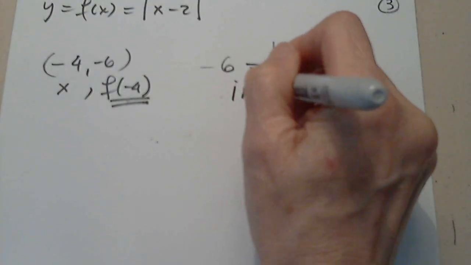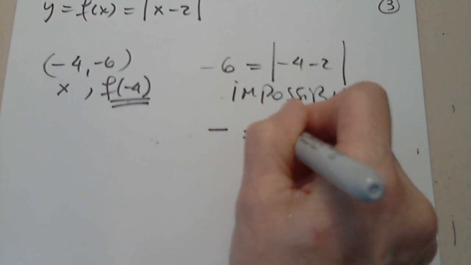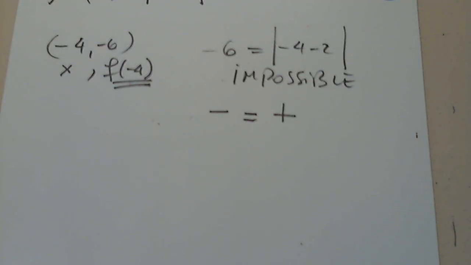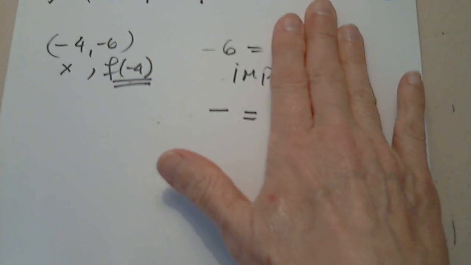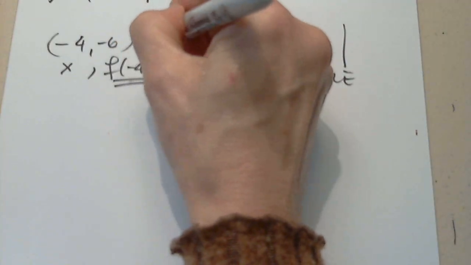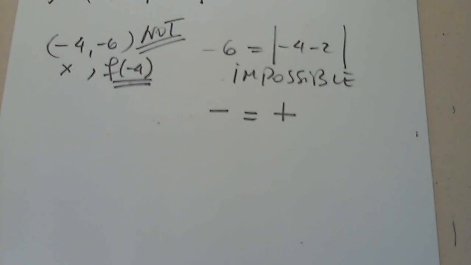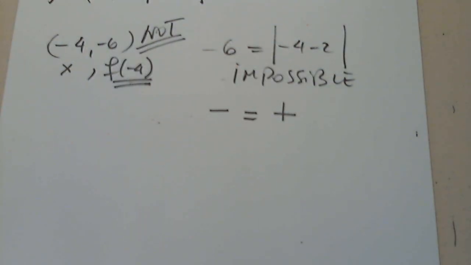I know that this is impossible because a negative number can never equal a positive number. That's never possible. This is -6 in absolute value, which is 6 units. 6 units can never equal -6 units. And I will say absolutely not. This point is not on the graph of this function because the point does not verify the equation. Any questions on how to verify whether a point is or is not on the graph?